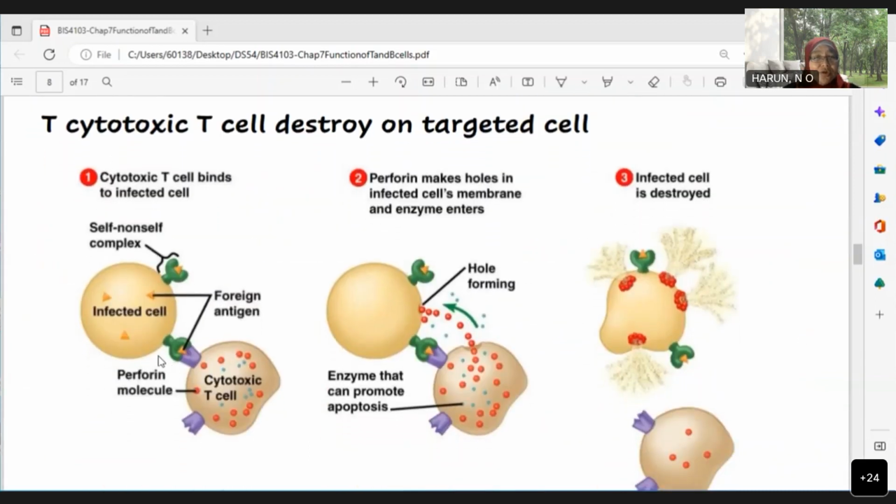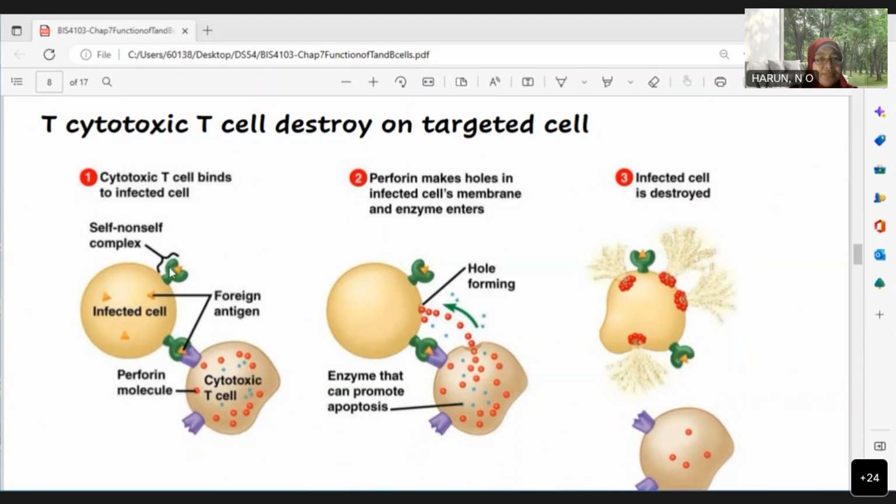And following that, we are going to have a look at how the cytotoxic T cell destroys targeted cells. How do these cytotoxic T cells target and work on targeted cells? The first step is that the cytotoxic T cell binds to infected cells. Okay, this is a self non-self complex. This is our infected cell, while the triangle in yellow or nearly orange color is our foreign antigen.